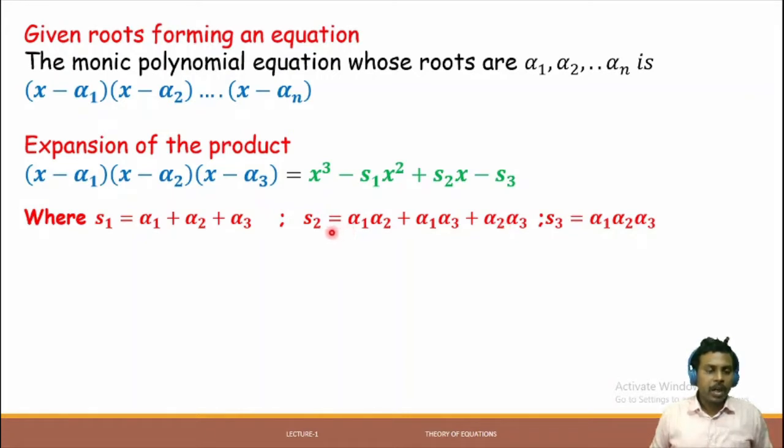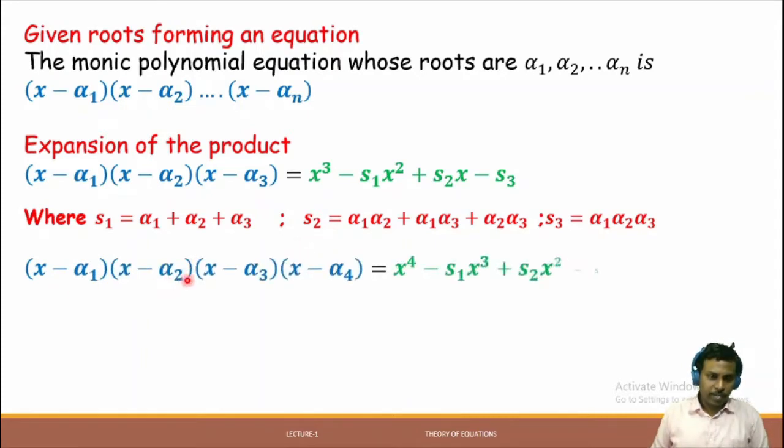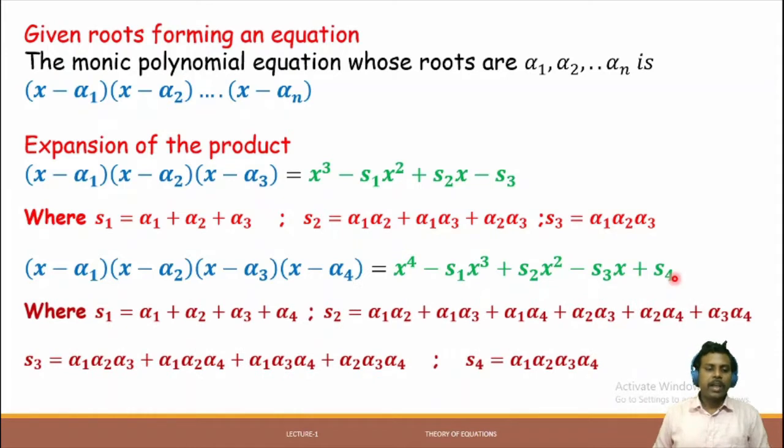Okay, now let us see how do we expand the product of four terms. (x minus alpha 1) into (x minus alpha 2) into (x minus alpha 3) into (x minus alpha 4) is equal to x power 4 minus s1 into x cube plus s2 into x square minus s3 into x plus s4, where s1 is the sum of the roots alpha 1 plus alpha 2 plus alpha 3 plus alpha 4. s2 is the sum of the product of roots taken two at a time. s3 is the sum of the product of three roots taken at a time, and s4 is the product of all the given four terms.